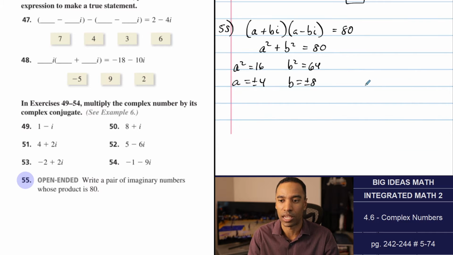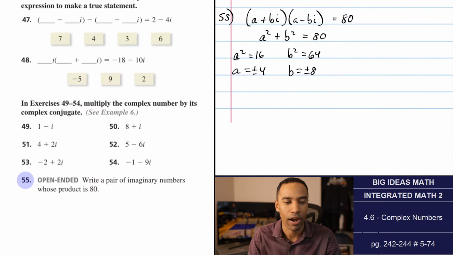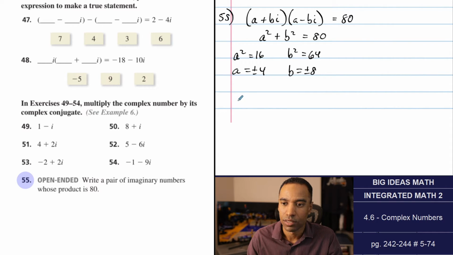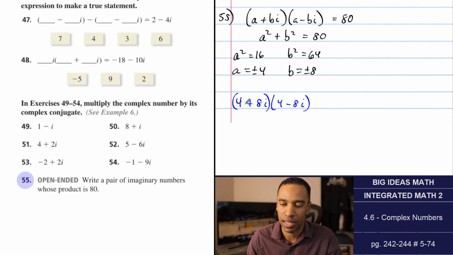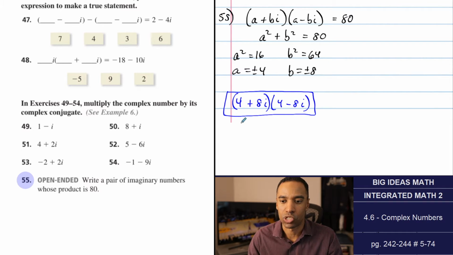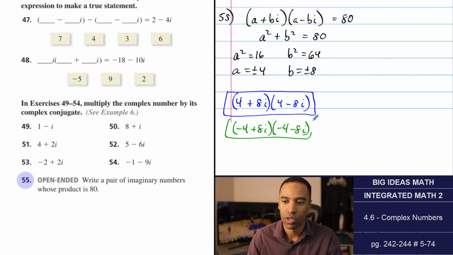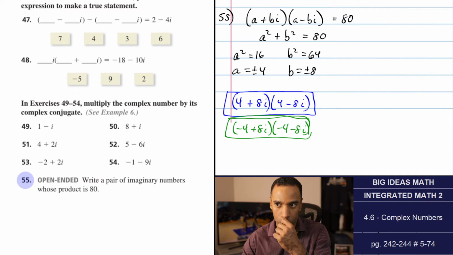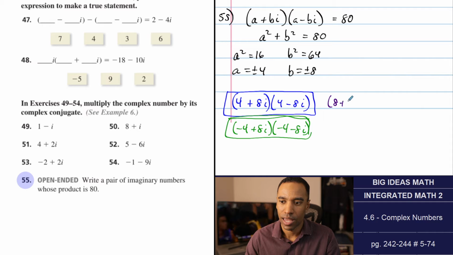Man, there are so many ways I can write this answer. So, write a pair of imaginary numbers. We could do 4 plus 8i times 4 minus 8i. Boom. This could be an answer like that. That would get me 80. We could do, this is just so many options, negative 4 plus 8i, negative 4 minus 8i, like that. We could swap these. We could do 8 plus 4i, 8 minus 4i, right?